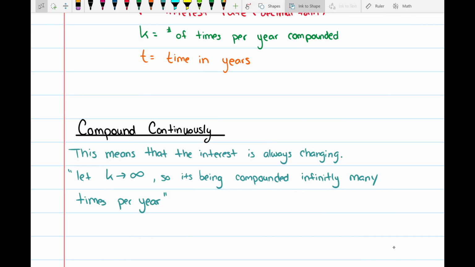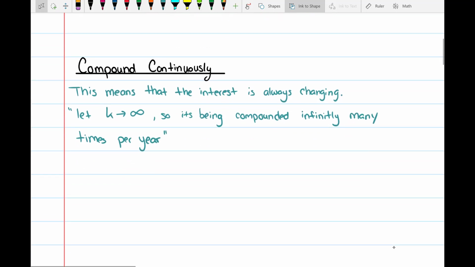So if something is compounded continuously, that means that the interest is always changing. So the idea is we're letting k approach infinity, so it's being compounded infinitely many times per year. So not only are you compounding maybe once a year, not twice a year, not every month, not every day, not every minute, not every second, not every nanosecond, but even smaller than that. The interest is always being compounded. And so we can represent that by a differential equation.